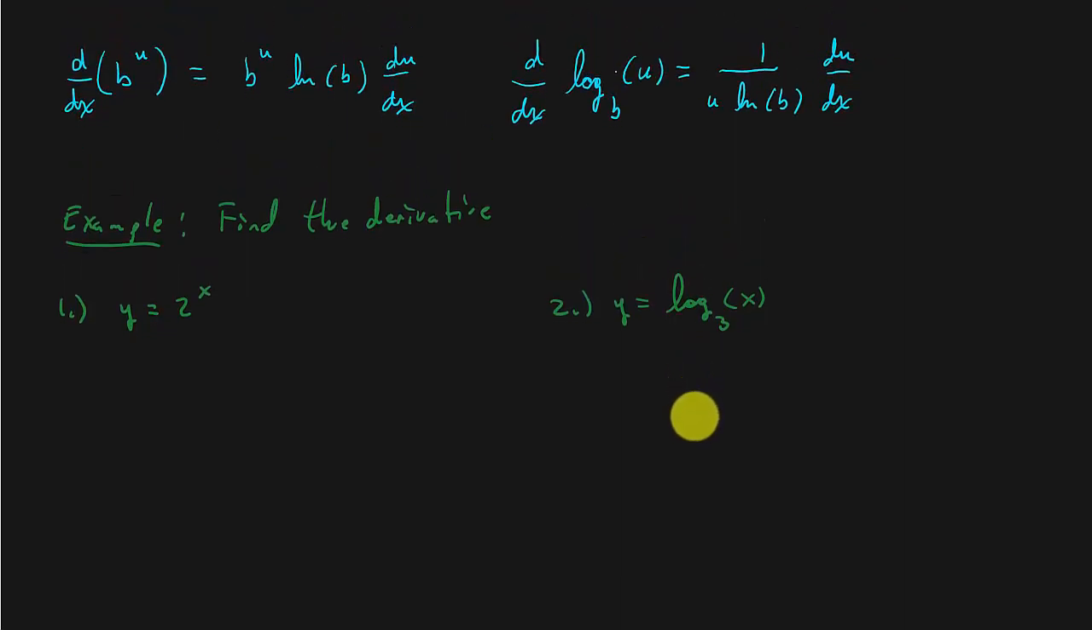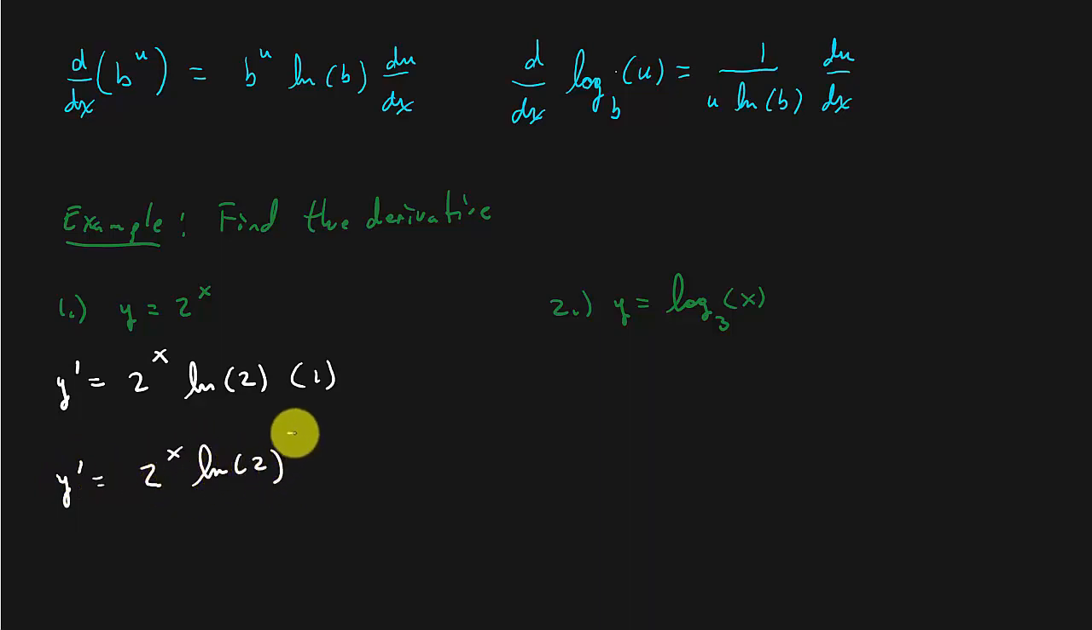So let's look at this. We've got y prime is equal to 2 to the x times natural log of the base, so that's natural log 2, times the derivative of the exponent. Well, what's the derivative of x? It's 1. And so y prime is 2 to the x natural log 2.